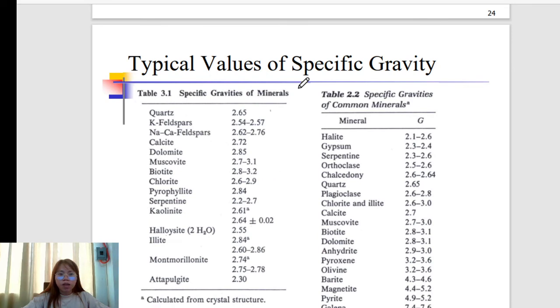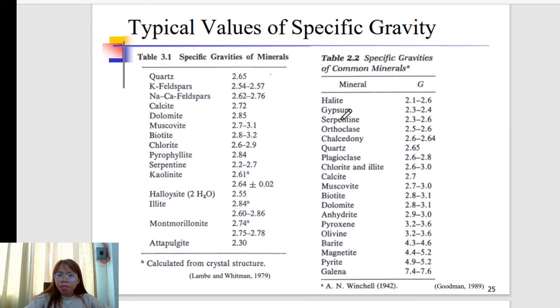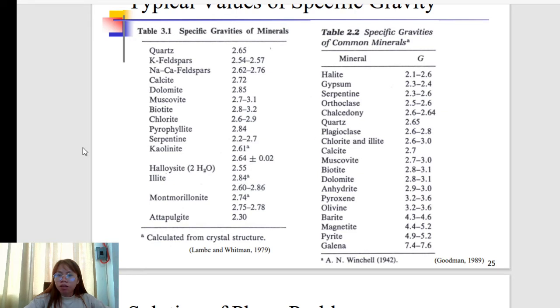We have the typical values of specific gravity of different minerals, no? For example, quartz is equal to 2.65. For the specific gravity, it has no unit.